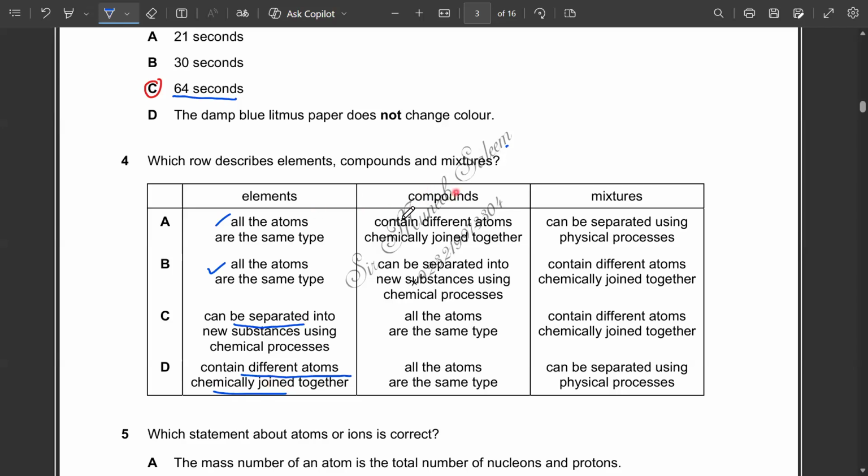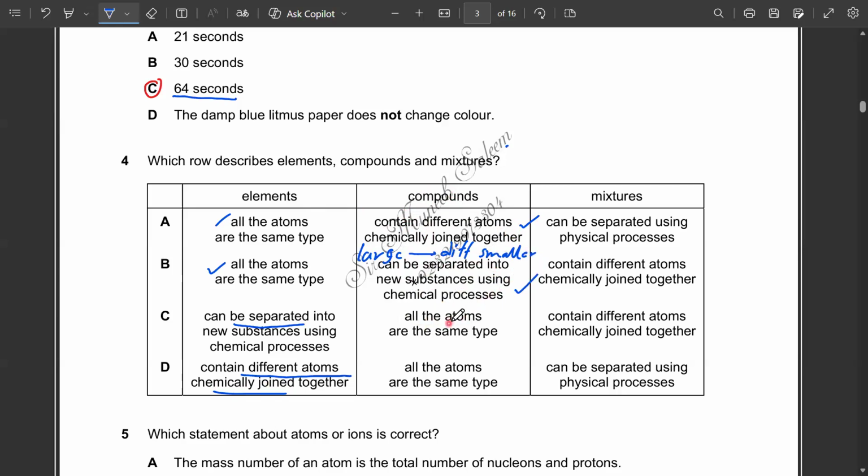Then the column of compounds, it contains different atoms chemically joined together. So yes, the atoms of different elements combine with each other. Then it can be separated into new substances using chemical processes. So yes, if we have a large compound, it can be separated into different smaller compounds. So this is also a definition or explanation of the compound.